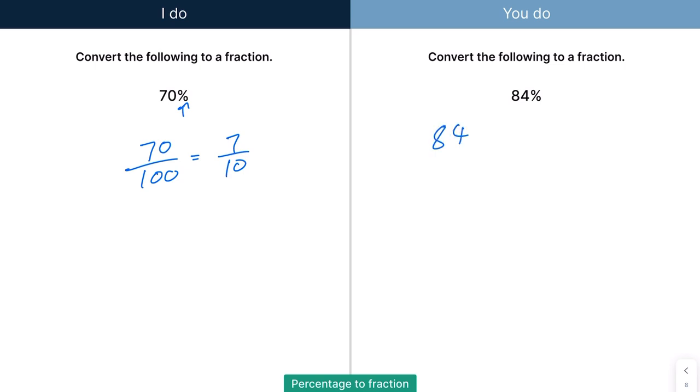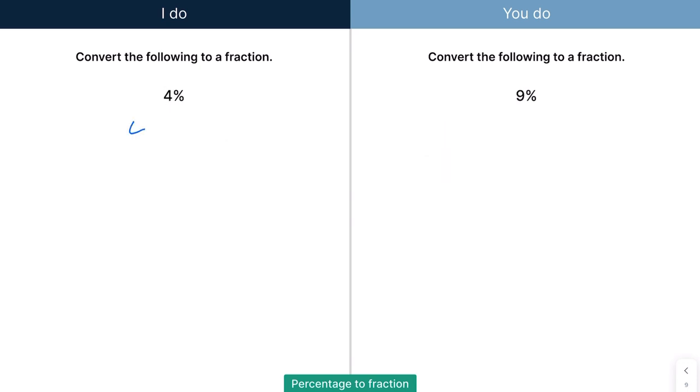So again, the percent symbol just means out of 100. Now you can simplify this, divide the top by 2. So that would give you 42. Divide the bottom by 2. We can half that because they're both even. Again, we can half them. They're both even numbers. And that is it, fully simplified.